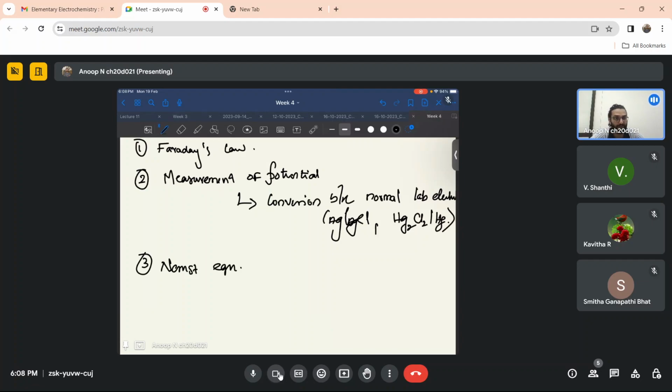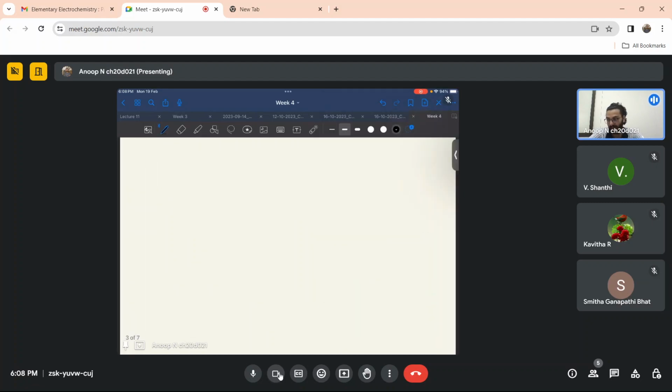The third part will be the Nernst equation. So we'll solve a few problems based on the Nernst equation. Finally, in the second part, the second part will see potentiometric titrations and a few questions. Should we start then?